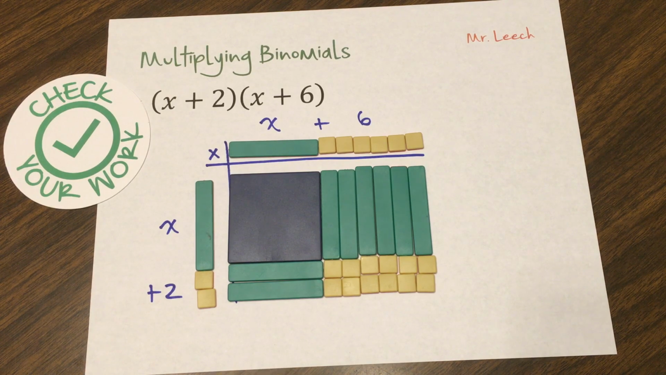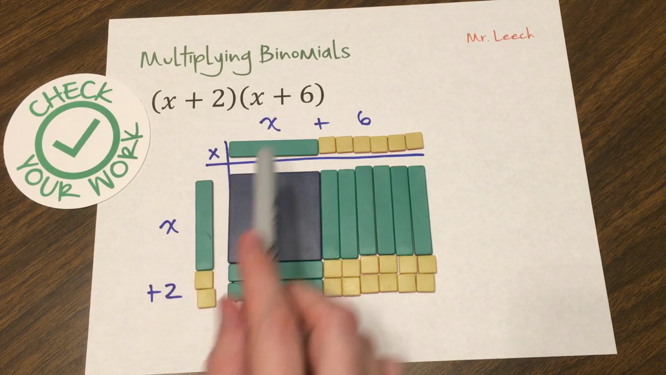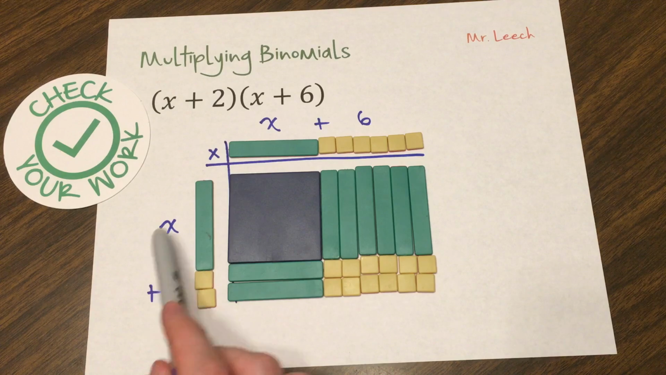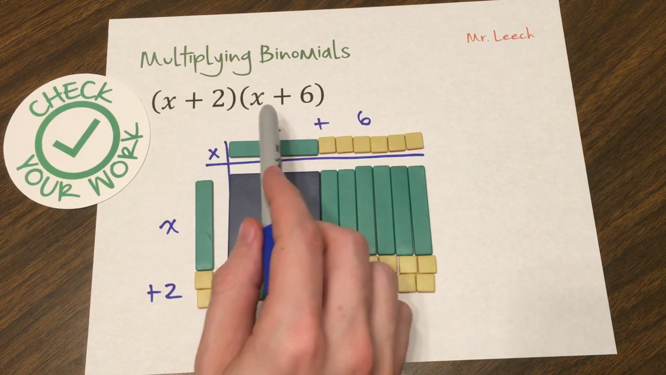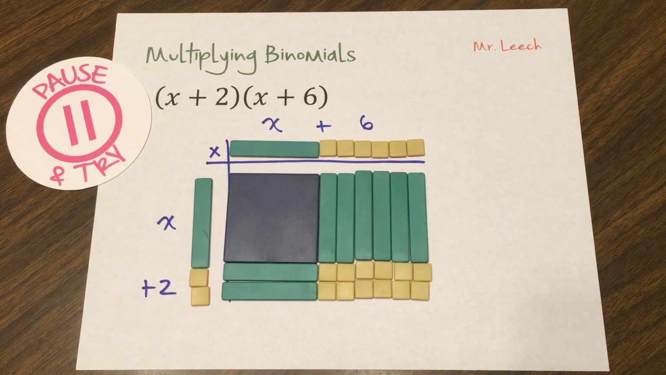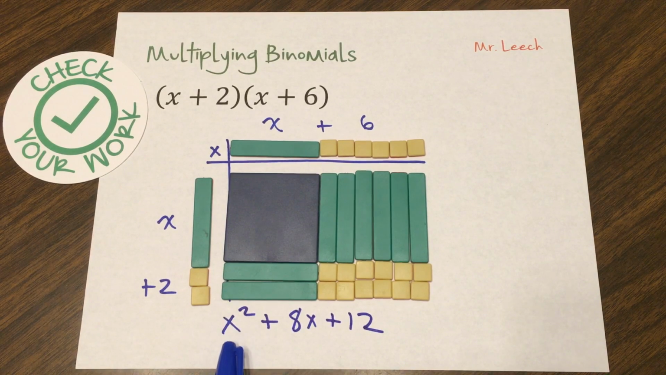I haven't written the final answer, but I have completed the algebra tile process. So I have x plus 2 times x plus 6. This x times x is x squared. X times 6 is 6x. 2 times x is 2x. And 2 times 6 is this 12. If you haven't yet, use the algebra tiles to find your final answer. As a final answer, you should get x squared plus 8x plus 12.